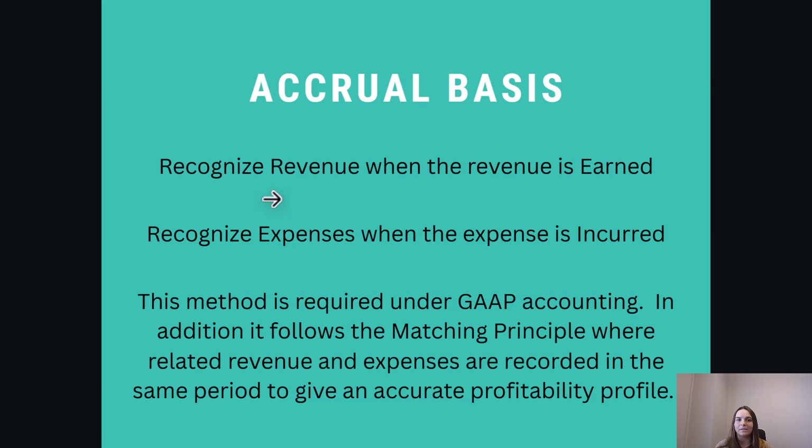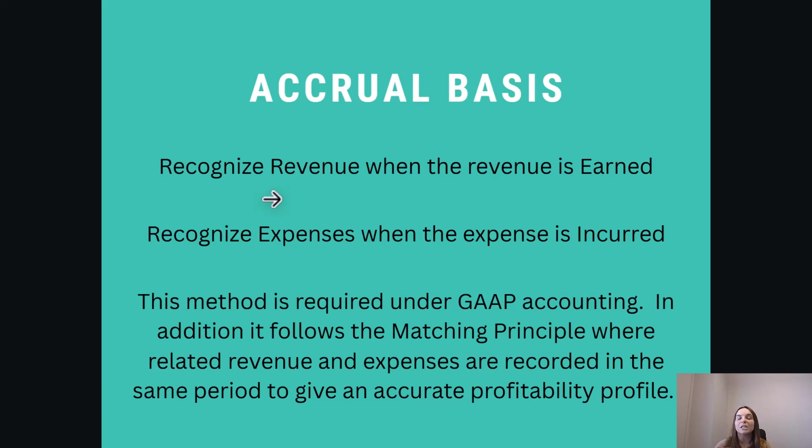And GAAP is the standards that publicly traded companies in the US have to follow. There's also standards called IFRS, which are international standards. So some of your publicly traded companies will follow IFRS instead of GAAP. GAAP and IFRS differ very little. But for the purposes of our conversation today, publicly traded companies follow GAAP, which is an accrual basis, because it presents a clear picture of the business's activities.